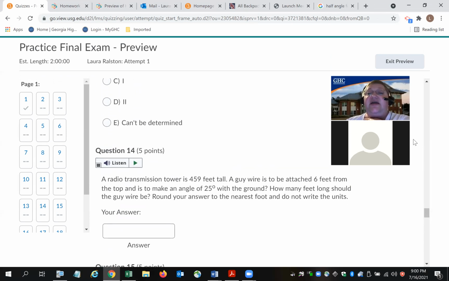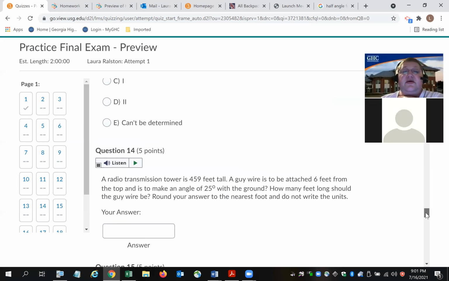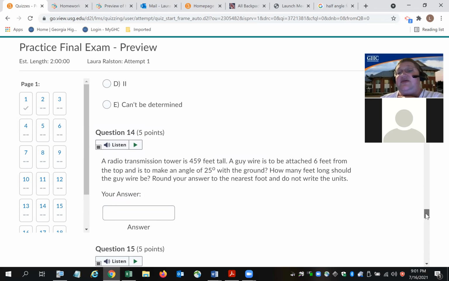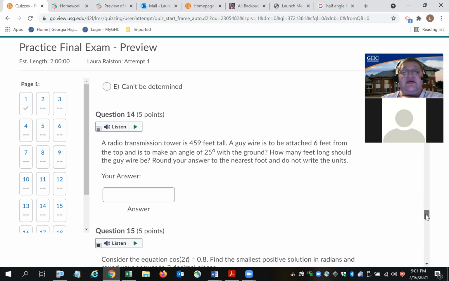14 is a right triangle problem. Shay, you asked me earlier which ones will be the hardest. For a lot of students, the ones that will be the hardest are the word problems like question 14.